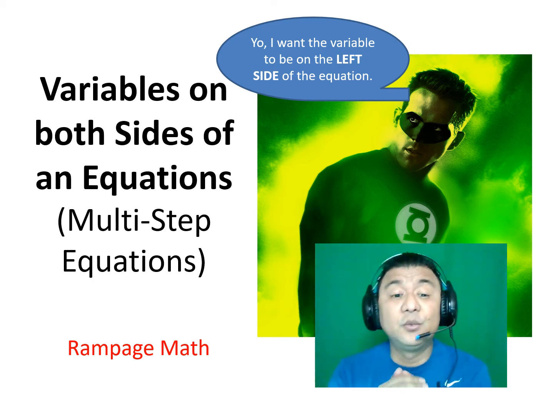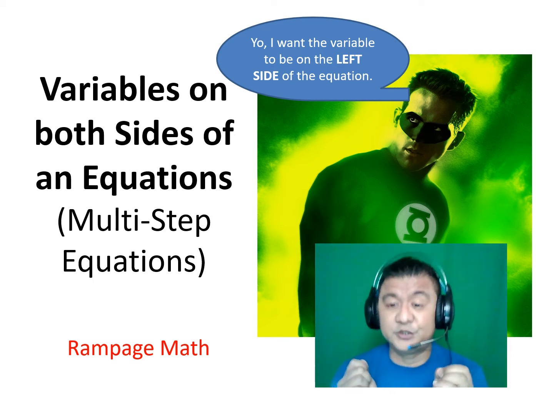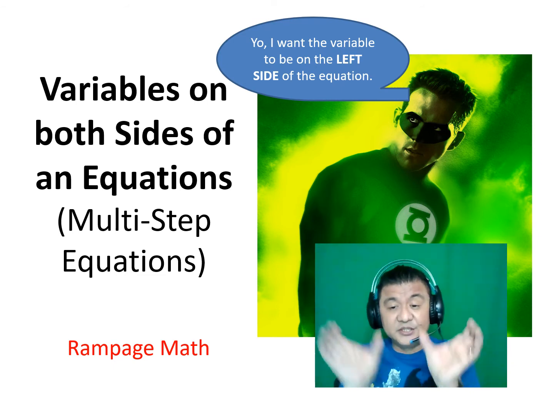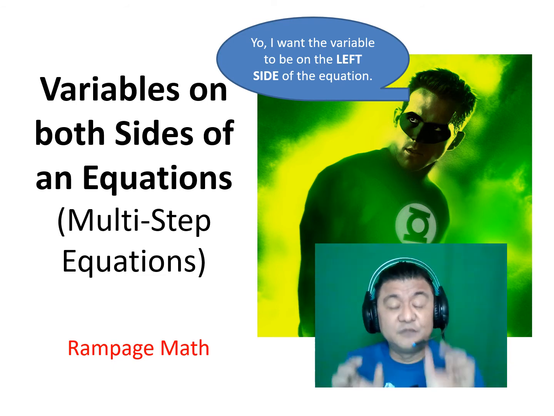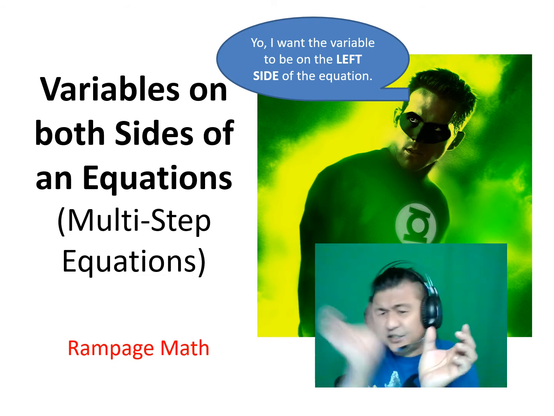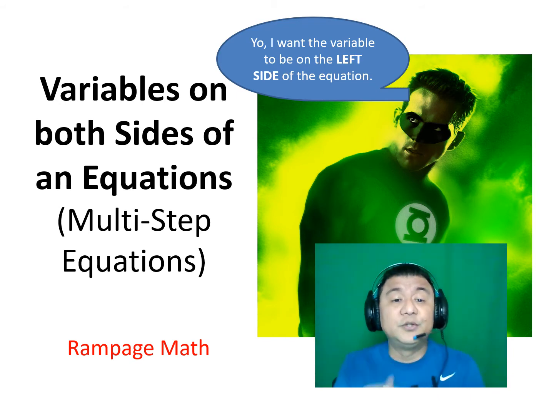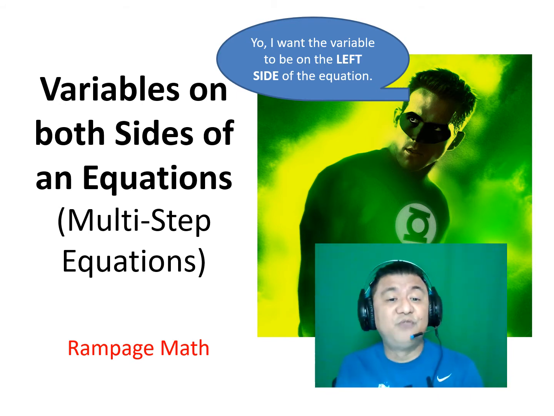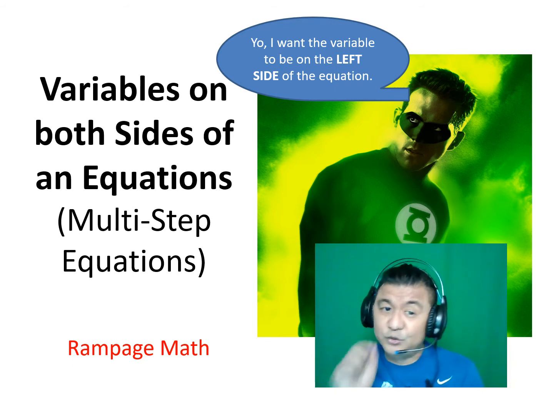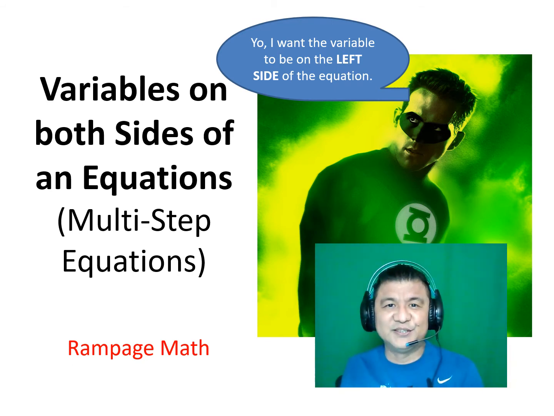So today we're still working on multi-step equations, okay? But the problem is there are variables on each side of the equal sign. There's an x here and there's an x on the other side. What will you do? So that's what you call variables on both sides of the equation.